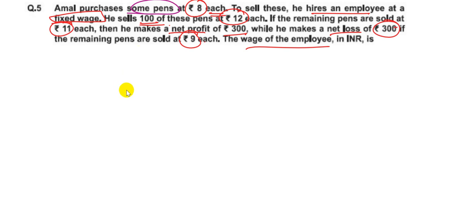So that means we don't know how many pens he bought. So let the number of pens bought be x. So that means the total revenue from selling the pens will be 12 into 100, which is 1200, plus the remaining pens would be x minus 100 into 11. So this is the total revenue minus the total cost is 8x. That is equal to 300.